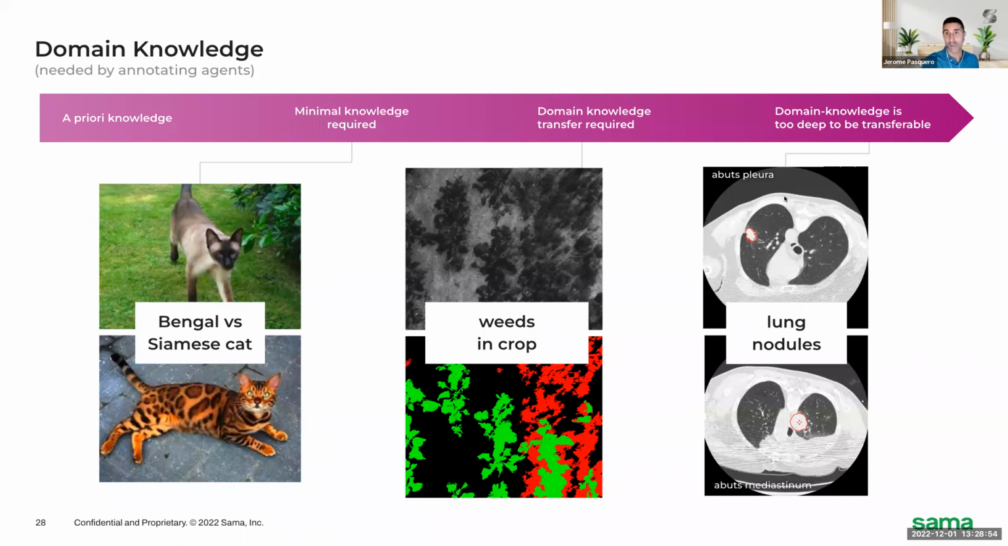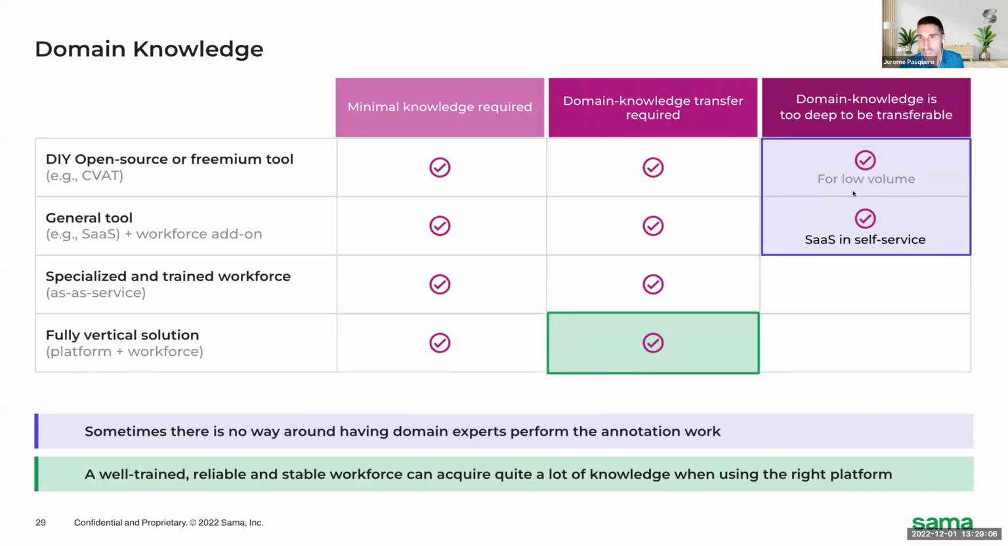And then there are these cases where deep domain knowledge is required. These are typical in the medical industry. So obviously for these, unfortunately, I wouldn't recommend going with a specialized and trained workforce of fully vertical solutions. It's almost impossible. If you require 10 years of training in medicine, this is not something you'll be able to transfer to your annotators. So in this case, the general tools or the do-it-yourself or freemium tools is probably the way to go.